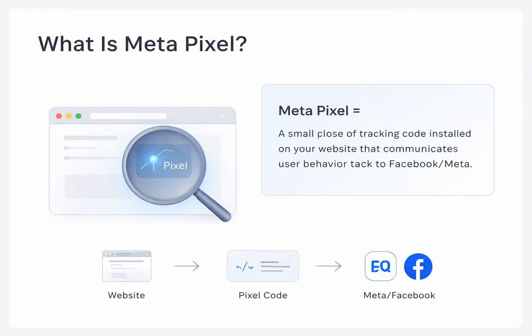So let's pick up right where we left off and dive into one of the most important tools in digital marketing, the Meta Pixel. Now, what exactly is a Meta Pixel? At its core, it's a small piece of code, a snippet of JavaScript that you install on your website. Once it's there, it acts like a silent observer, tracking what visitors do on your site and sending that information back to Meta, which is the company behind Facebook and Instagram. Think of it as a bridge between your website and your Facebook ad account.